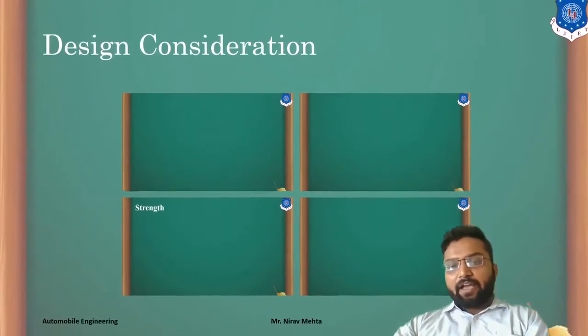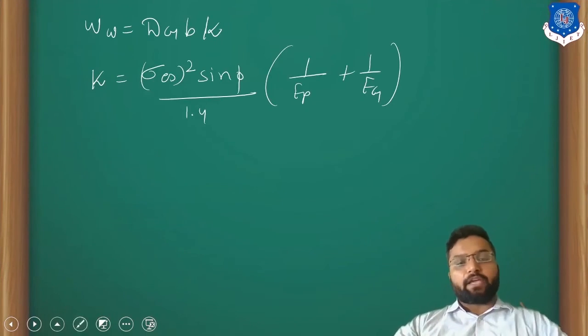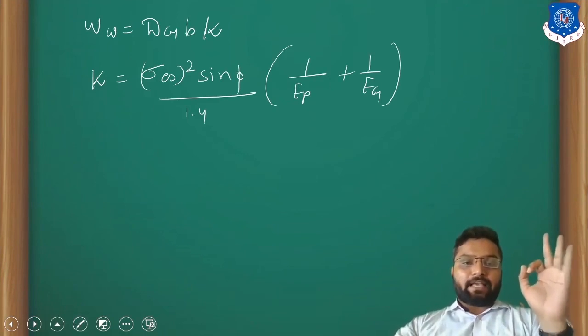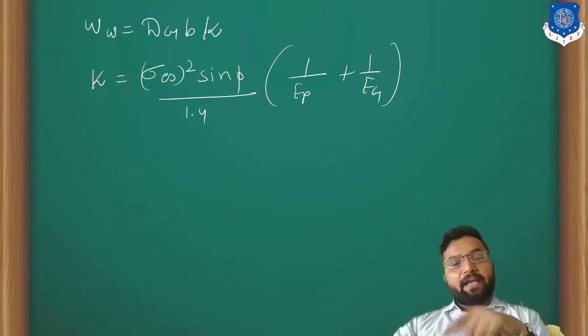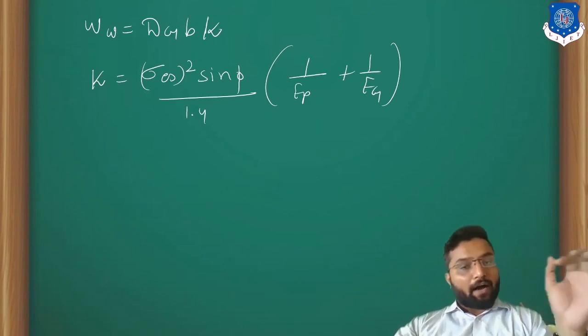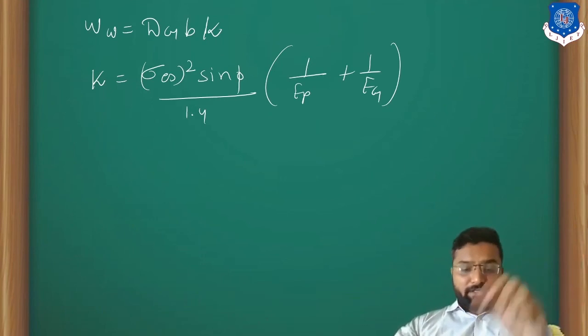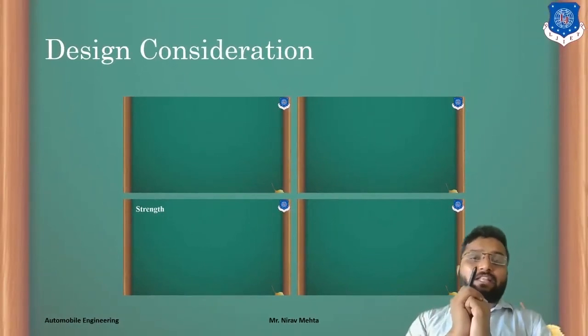In the next slide, we discussed the wear load. This wear load is Dg B into K, where K is sigma es square, the endurance limit, sine phi upon 1.4. Phi is the normal pressure angle. Ep and Eg are the elastic moduli of our worm and worm wheel. I hope you understand all the aspects of this efficiency and strength very well.